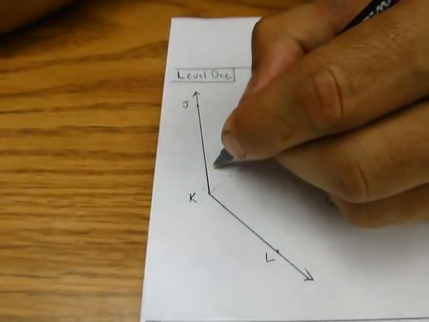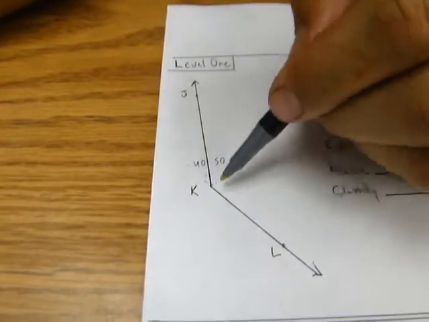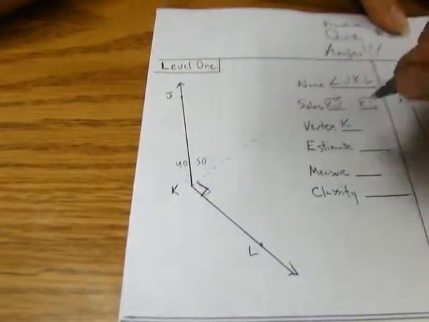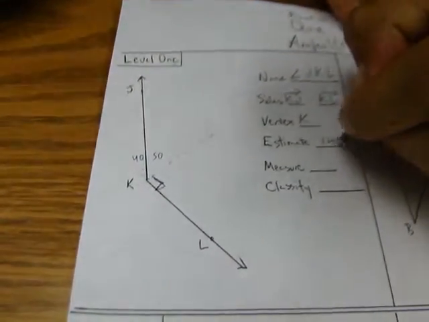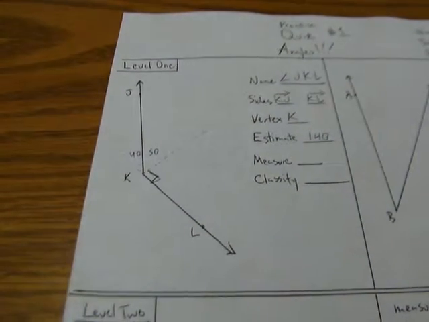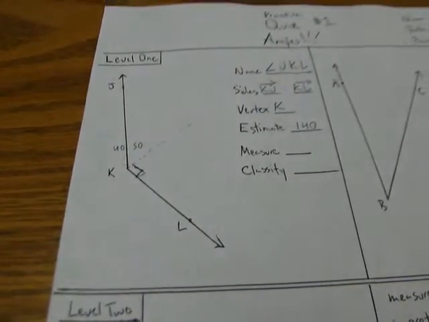So I could say that this section here is 50 degrees and this section here is 40 degrees. So this is 90, like we said before. If this is 50, 90 plus 50 is 140. So that's my estimate for the angle. Okay.